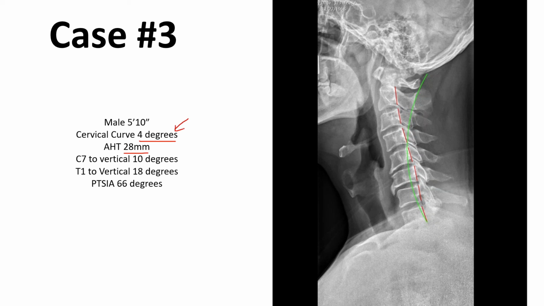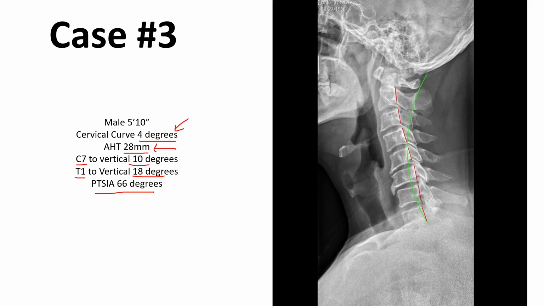So he's got a reduced curve. Check. 28 millimeters of anterior head translation. Check. Cervical slope, or pardon me, C7 slope to vertical, 10 degrees, so pretty significantly reduced. T1, 18 degrees, significantly reduced. So I know he's got a flattened kyphosis. Yep, he's a good candidate for a cervical Dender Rule.